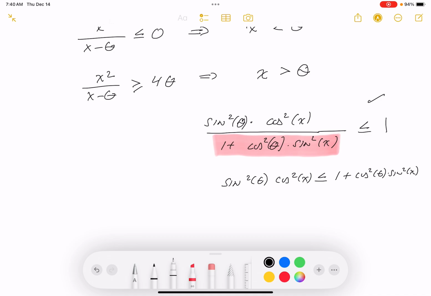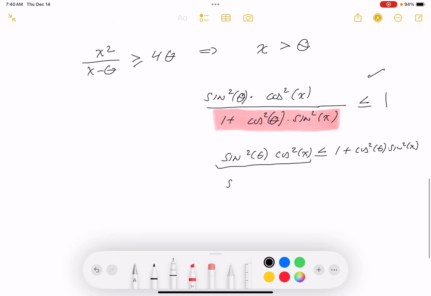Now looking at that, I'm going to say that's pretty obvious at this point. I'll tell you why it's obvious. If I were looking at this thing over here, I was just thinking about it. This is sine theta cosine x, and that's being squared. And they say it's less than or equal to 1 plus cosine theta times sine x, and that's being squared, by the way.